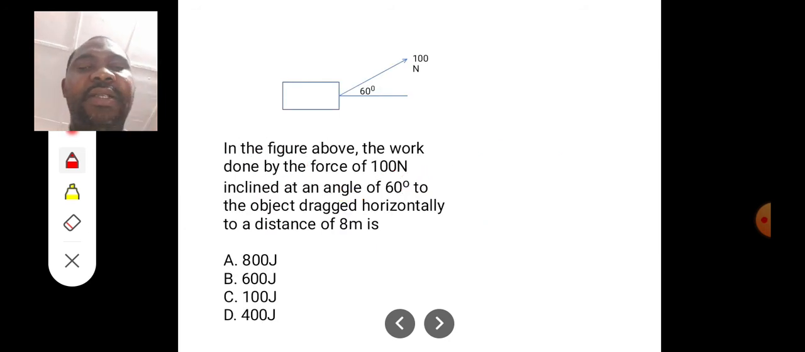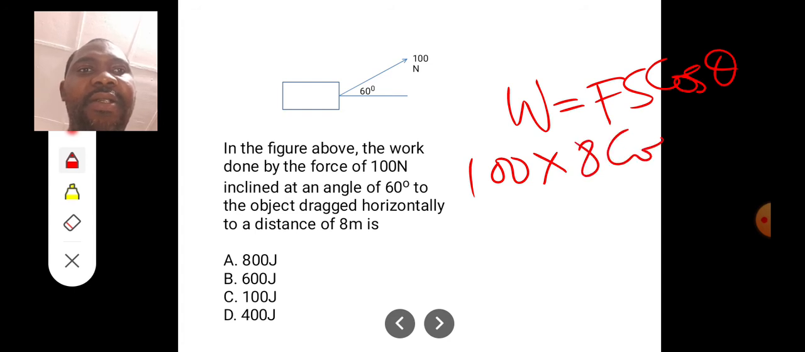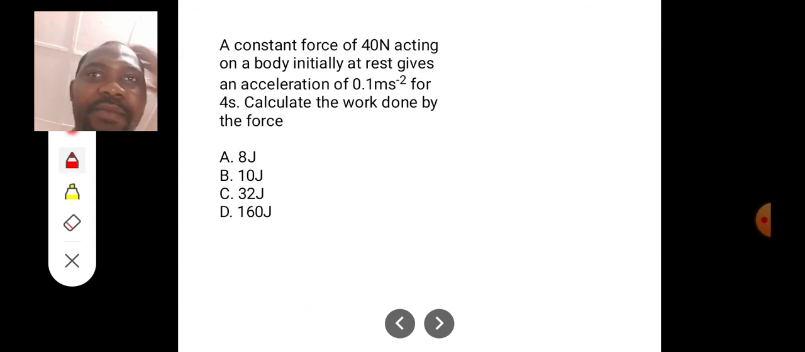So look at this. It says in the figure above, the work done by the force of 100 newtons inclined by an angle of 60 degrees to the object dragged horizontally to a distance of 8 meters is... there's an angle here, so your work as usual is equal to Fs cos theta. So your F here is 100, your distance here is 8, then cos 60. Okay, so this is going to give us 400 joules. So D here is the answer.